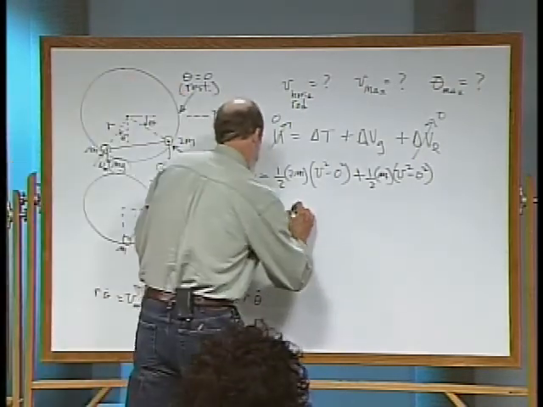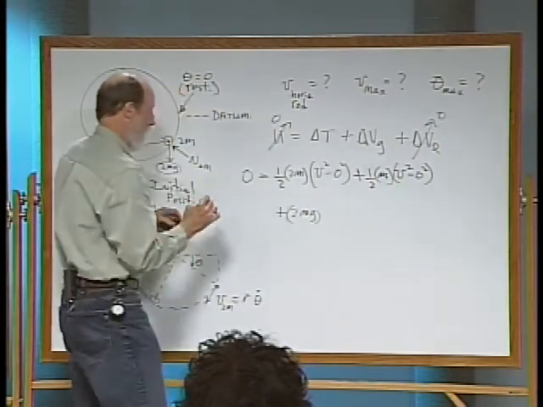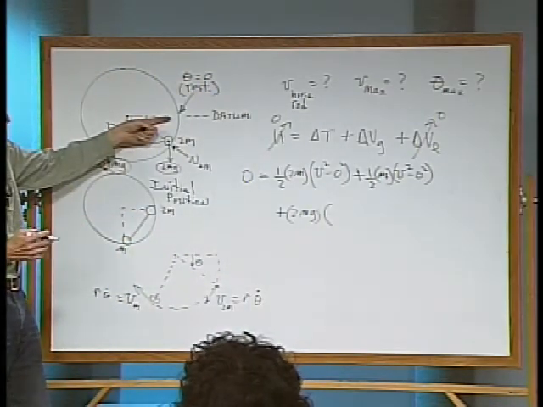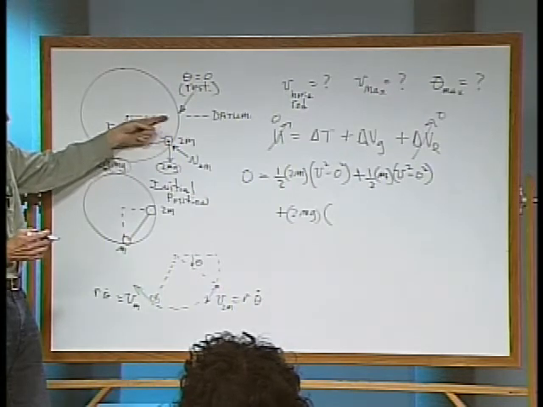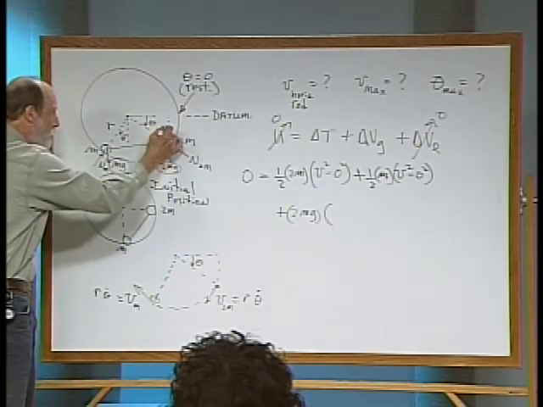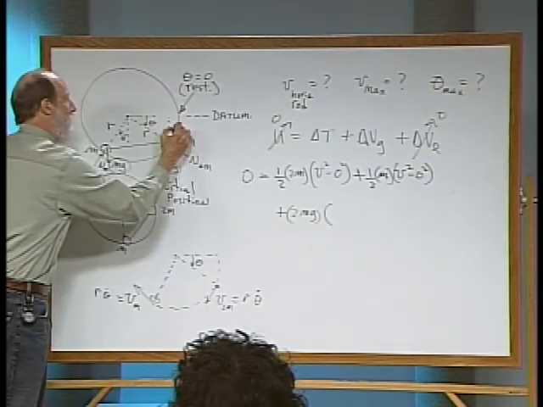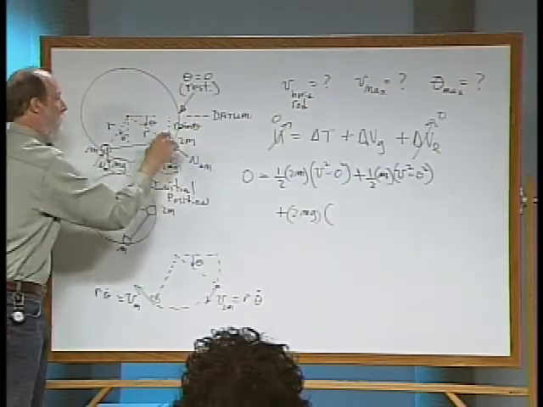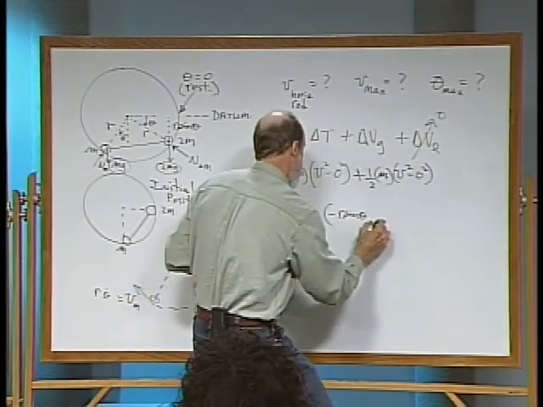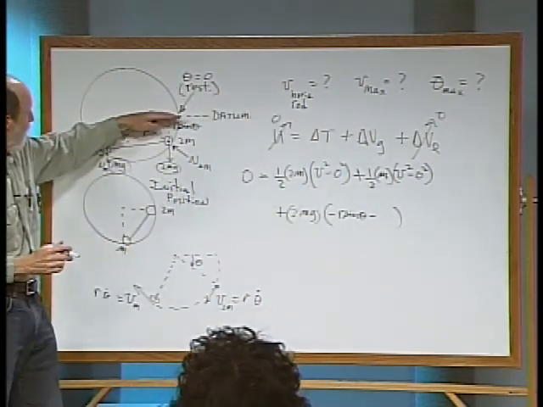Okay, so if we take our twice mass times g, then we need to look at its change in gravitational potential. Its final position in the general configuration here is below where it started, and that distance happens to be, careful, r sine of theta, and it's negative. So it's negative r sine of theta minus its initial value, which was up here at the datum.